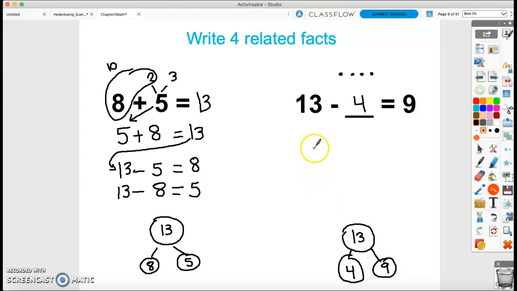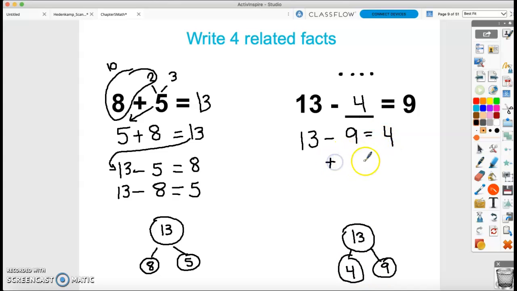All right, so I have one subtraction sentence, so let's go ahead and write the other subtraction sentence. Here's 13. I always have to start with the whole when I subtract. Last time we took away 4, so this time we're going to take away the other number, which is 9. And that's going to equal in my number bond 4. Good job.